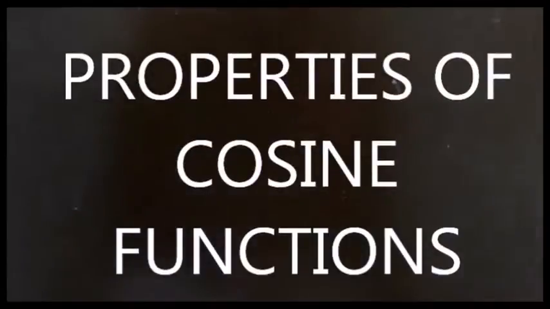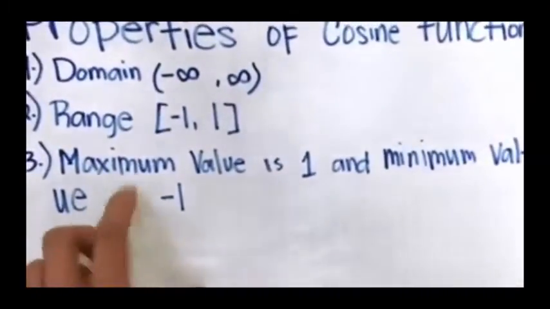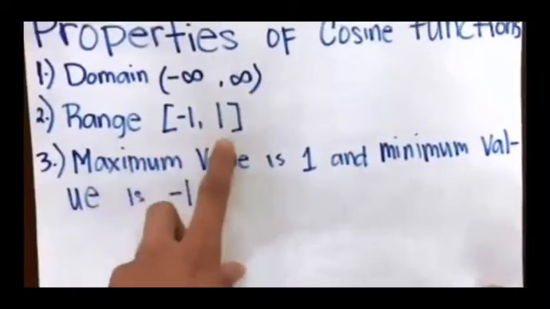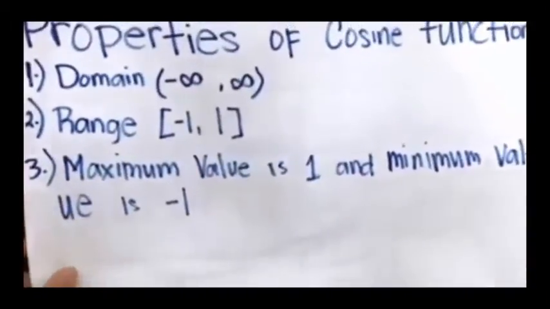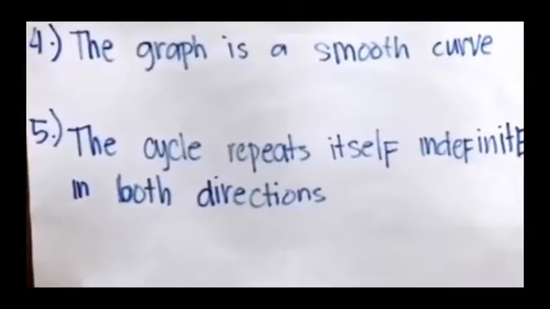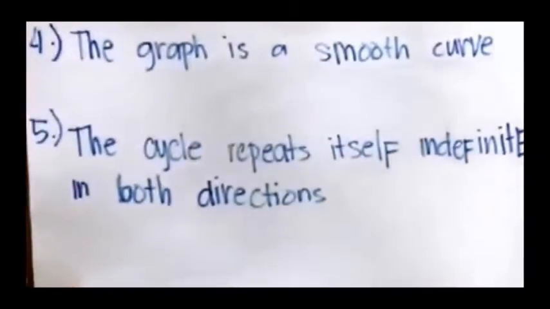There are certain properties of a cosine function. First, the domain. The domain is from negative infinity to positive infinity. The second is the range. The range is from negative 1 to 1. The maximum value is 1 and the minimum value is negative 1. The fourth is the graph. It's a smooth curve. And lastly, the cycle repeats itself indefinitely in both directions.